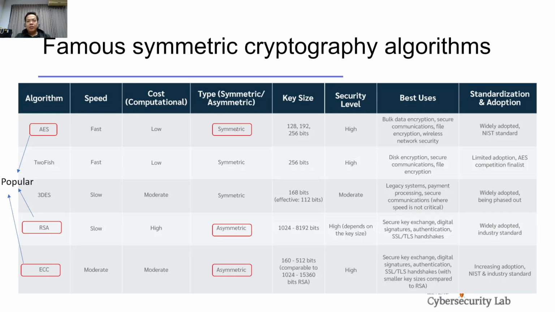Some of the famous symmetric cryptography algorithms: we have AES, or we have Twofish, Triple DES. Yes, we have Triple DES. This one is symmetric. About asymmetric, we will mention it later. So the most famous is AES. AES is a symmetric cryptography algorithm, very popular in secure communication or TLS, and currently is used with 128, yes, 128.